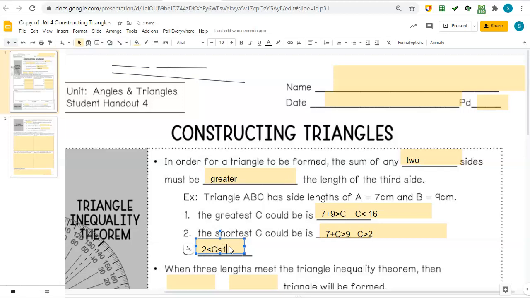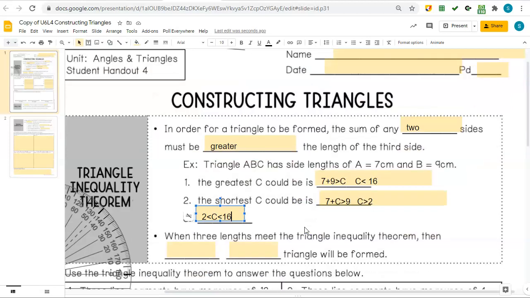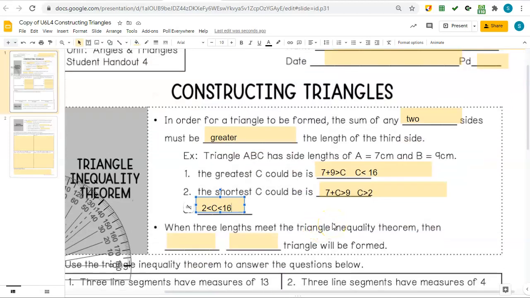Notice that I've got 2 relationships here. I've got a less than, that C is less than something, and C is greater than something. C is in between 2 values. Okay, we call this the triangle inequality. Now, when 3 lengths meet the triangle inequality theorem, then a triangle can be formed.